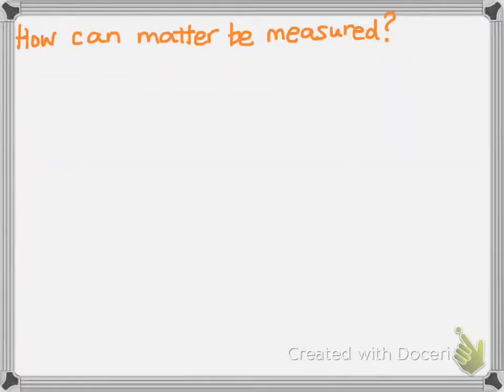So how can matter be measured? And I want you to start thinking about, a good time to think about this is a trip to a grocery store. Maybe not right now when the shelves are rather empty, okay? But think about a trip to the grocery store and the different ways that you purchase things at the grocery store. Okay. We're going to talk about 3 ways that we can measure matter.